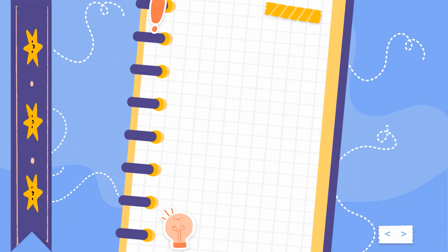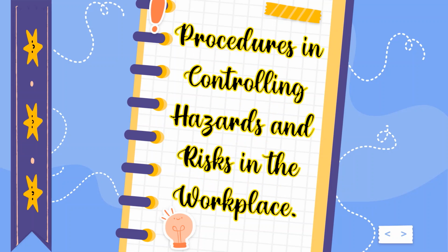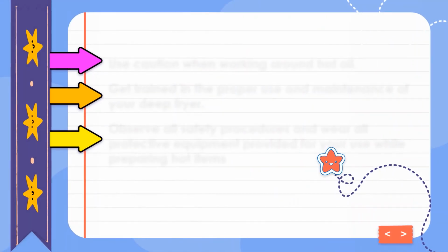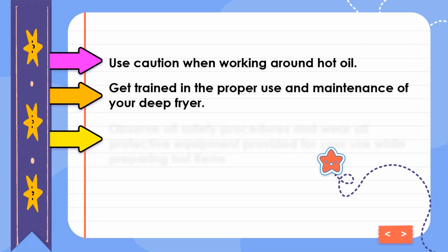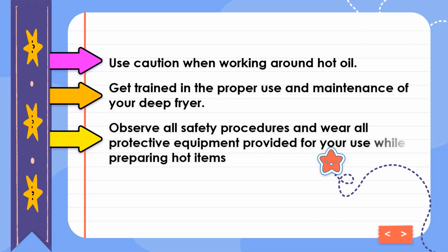Now that you know the hierarchy of control, let's now enumerate the procedures in controlling hazards and risks in the workplace. Use caution when working around hot oil. Get trained in the proper use and maintenance of your deep fryer. Observe all safety procedures and wear all protective equipment provided for your use while preparing hot items.